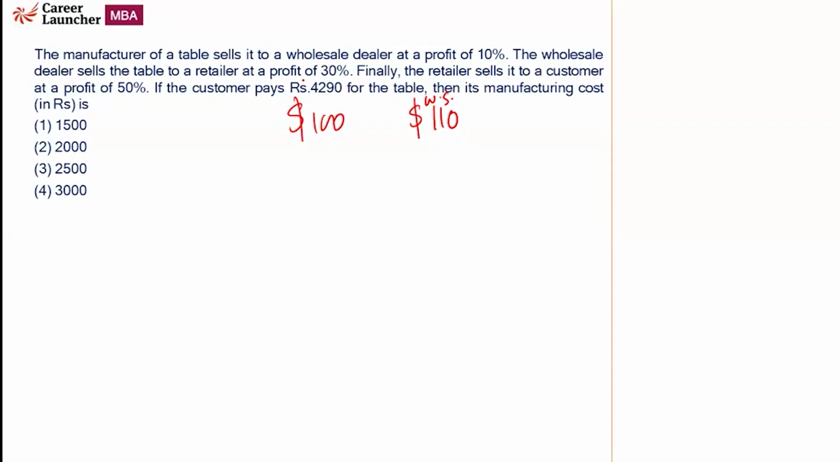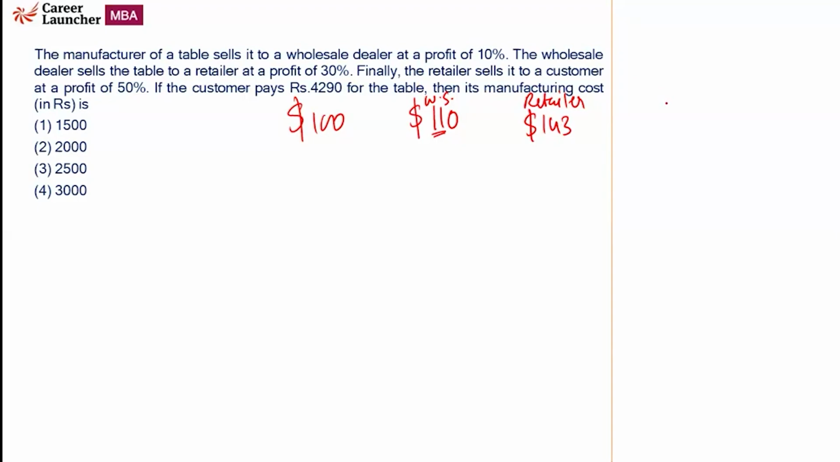The wholesaler sells the table to the retailer. At how much is he selling it to the retailer? 30% profit. So 30% of 100 or 30% of 110? 110. 10% of this is 11, 30% is 33. I will say it is $143 at which you are selling it to the retailer.